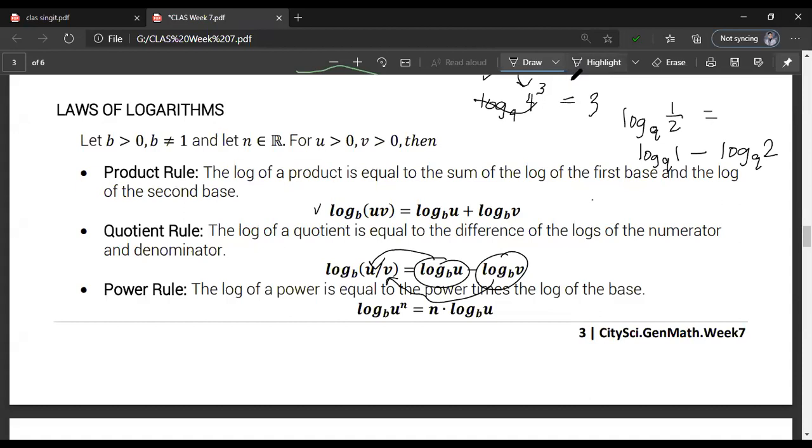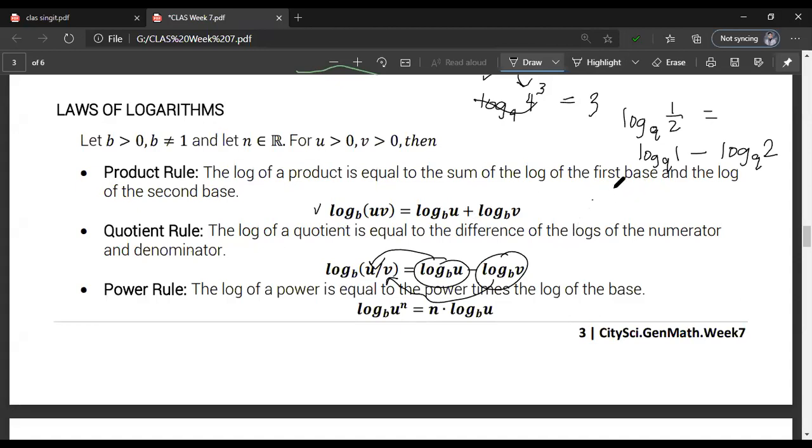Kasi baka kailangan ng order. So, kung sino yung nasa taas, siya yung mauna. Ganun naman, di ba? Anyway. So, yun. Yun po yung ating quotient rule.